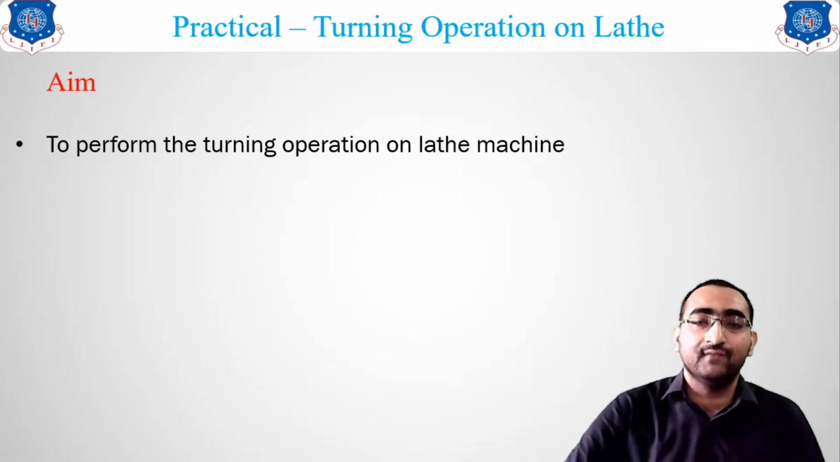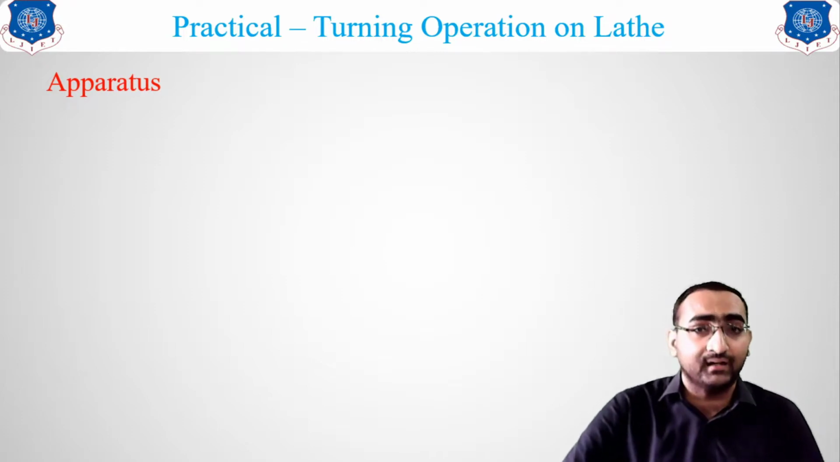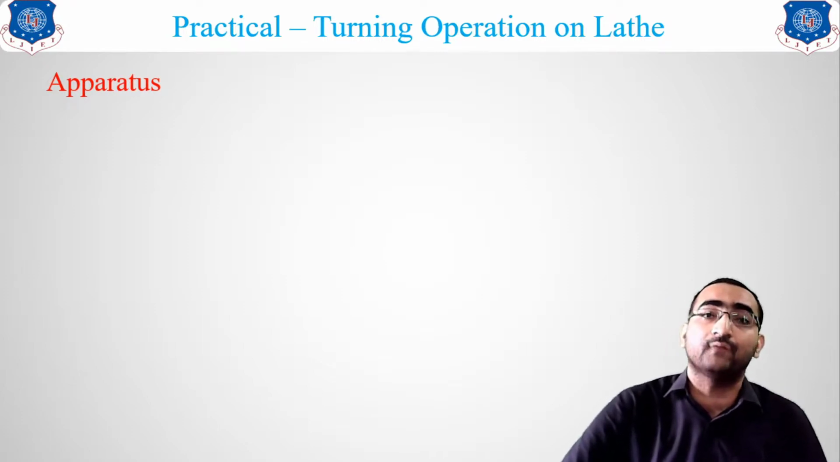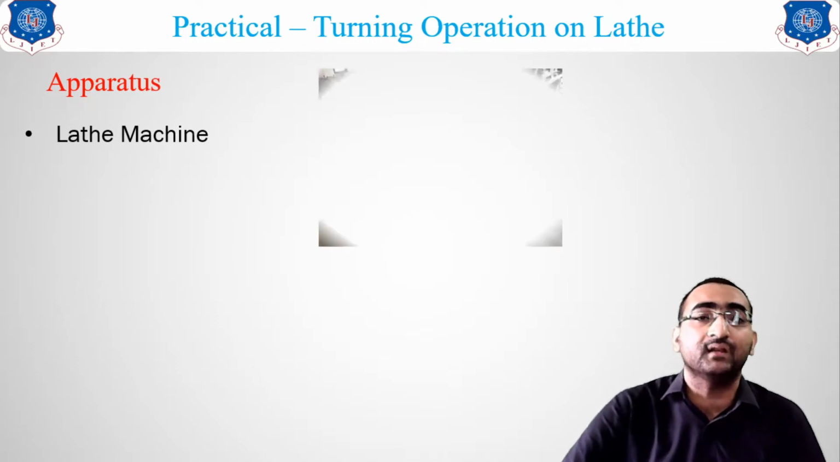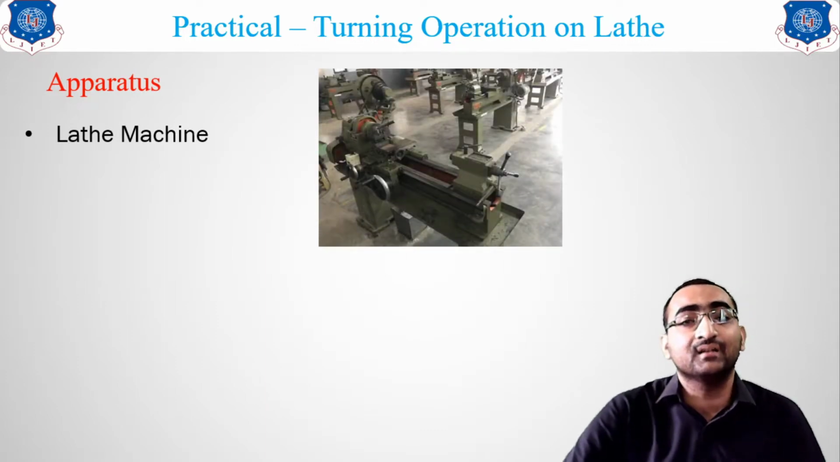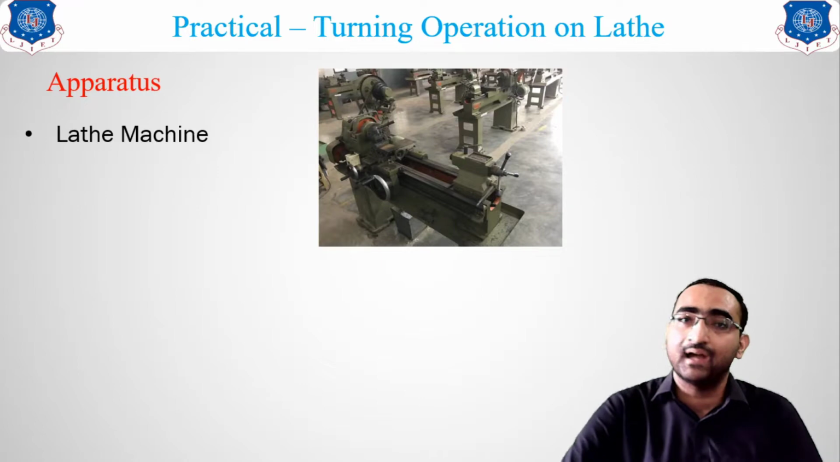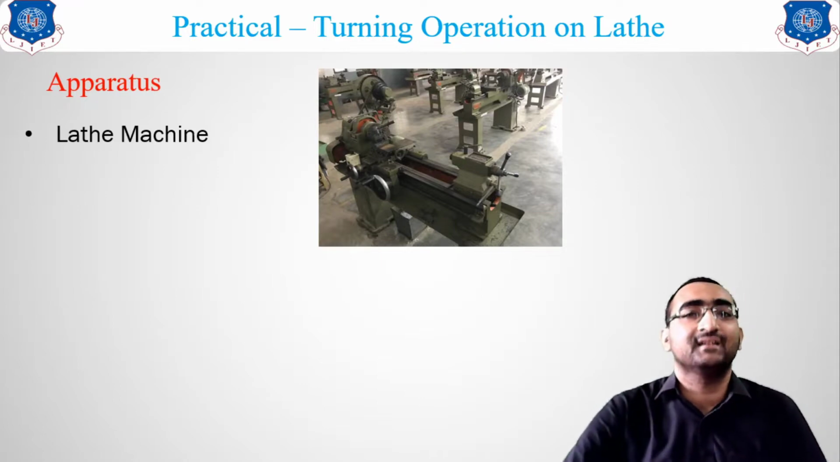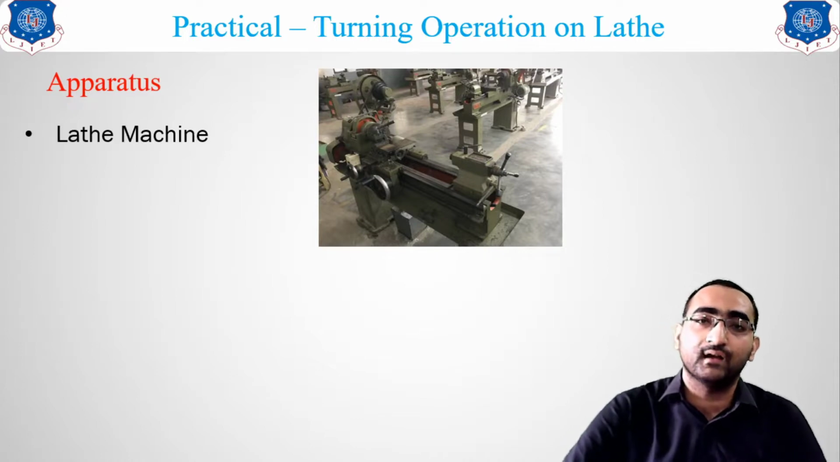Now let us see what are the different things which are required. The first thing, the apparatus which we require for performing this particular operation, is first of all the main thing, that is the lathe machine. This is the lathe machine on which we are going to perform our practical. So this is the basic apparatus we require for the turning operation, the lathe machine.